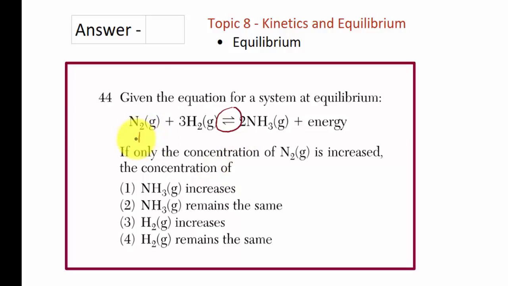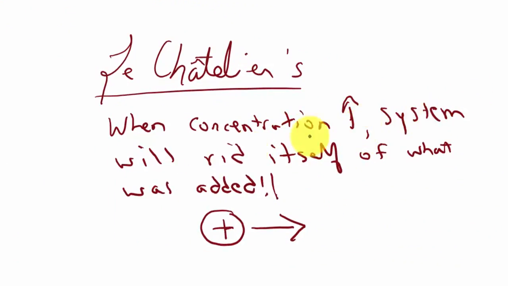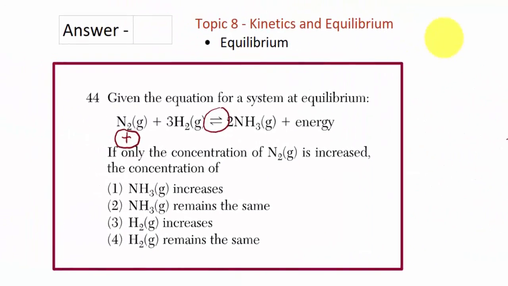If you increase the concentration of the nitrogen by adding more, we recall from Le Chatelier's principle that when the concentration increases, the system will rid itself of what was added. So in other words, if the concentration is added, we're going to move the reaction away from what was added in order to dispose of it. So this will enhance the forward reaction. So we expect to see more ammonia. We expect to see less hydrogen. And we also should see the temperature rise in the system since we're going to produce more energy.